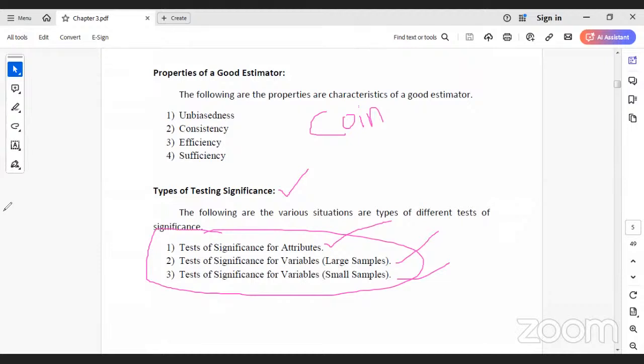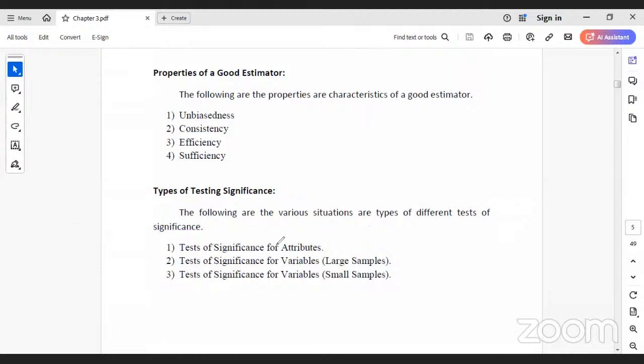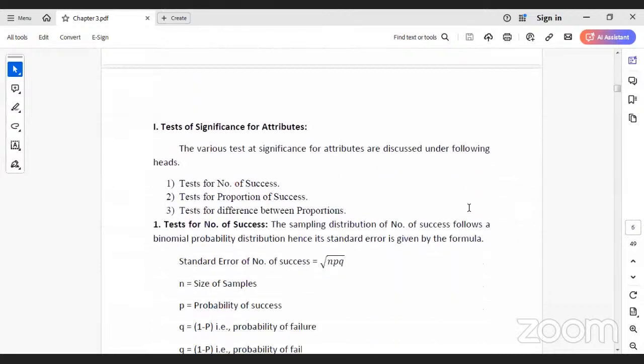Okay. So now we will see test of significance for attributes. This is a new chapter. New chapter in the sense, unit number 14, that is test of significance for attributes. After completion of that, we will see test of significance for variables, large samples, and test of significance for variables, small samples. Okay. Test of significance for attributes.